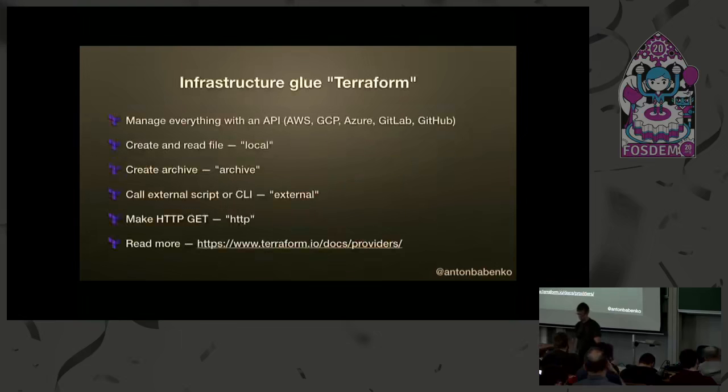Infrastructure glue Terraform. Well, some time ago we figured out that a lot of APIs exist. Terraform has a unified way to manage all of them. Like you can manage resources on your file system, to create them, to read, create archives, or call different scripts, CLIs, REST APIs, make HTTP calls, and many, many different things. And I see not many people are actually taking it seriously, because what it gives you is a way to interact with these APIs or with these providers in a very standardized way.